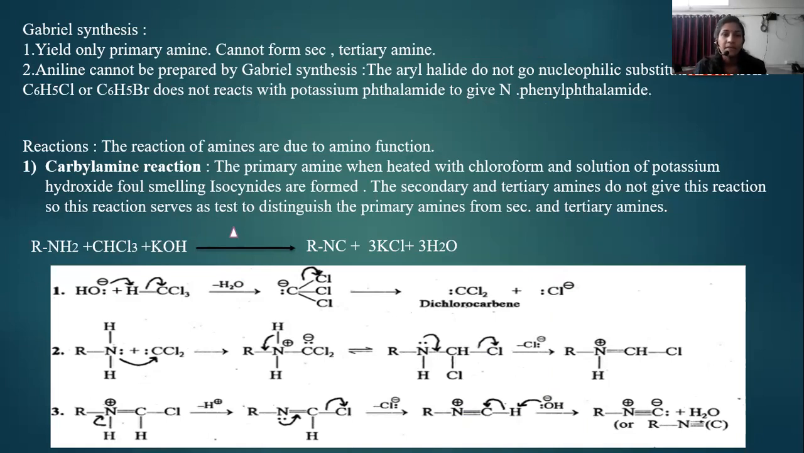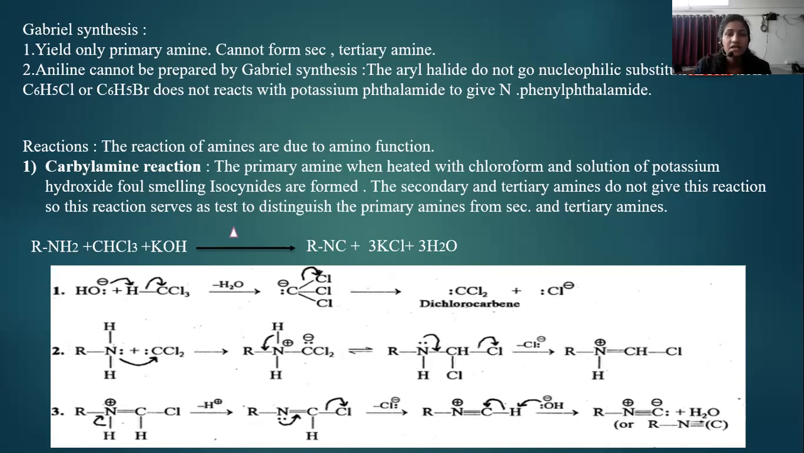Then the reactions of amines. The reactions of amines are due to the amino function. The first reaction is the carbylamine reaction. In the carbylamine reaction, a primary amine, when heated with chloroform and a solution of potassium hydroxide, gives an isocyanide. Secondary and tertiary amines do not give this reaction. So this reaction serves as a test to distinguish primary amine from secondary and tertiary amines.